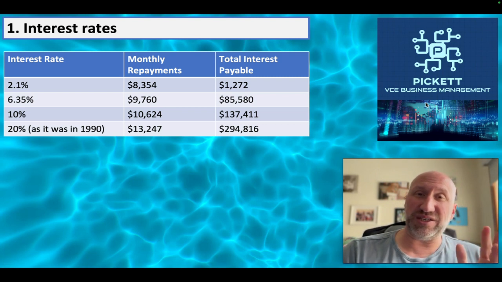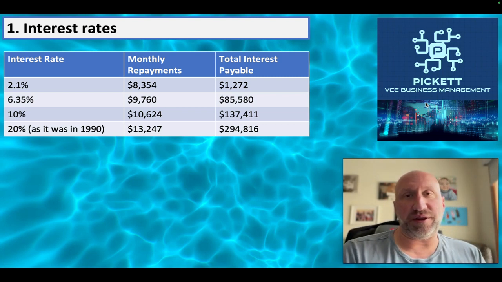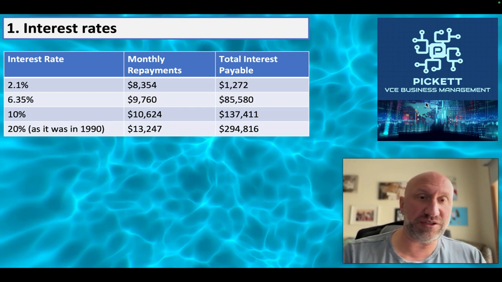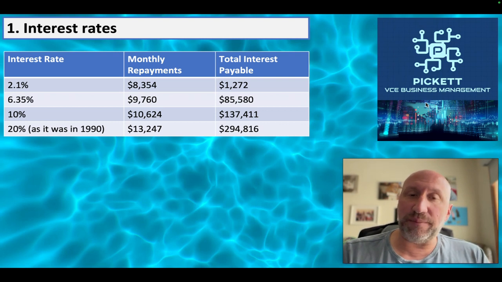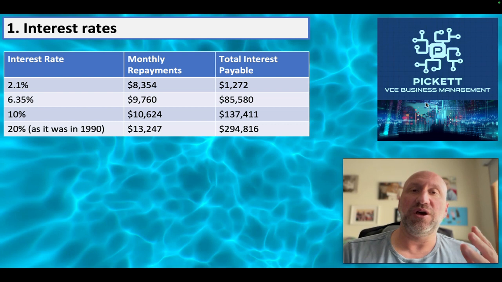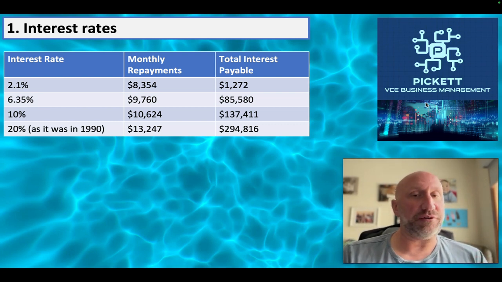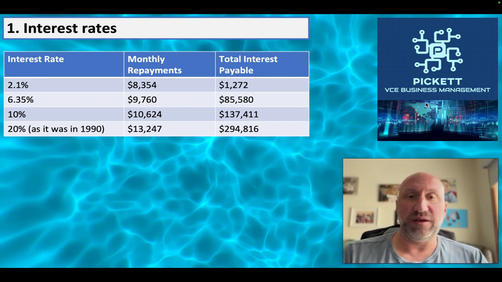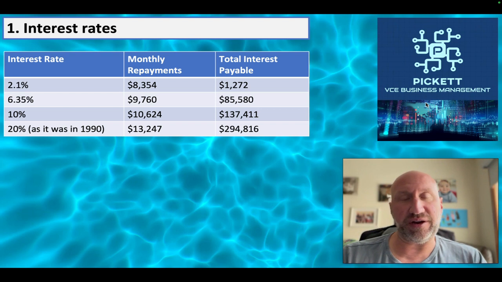If they went to 20%, which I don't think anyone at the moment is predicting they will, but look, they were there in 1990, who knows? Your monthly repayments are over $13,000 a year, and you're going to end up paying over $300,000 in interest repayments on that $500,000 loan. So you can see the difference there, 2.1% to 20%. Just over $1,000 over 5 years payback in interest payments to nearly $300,000.